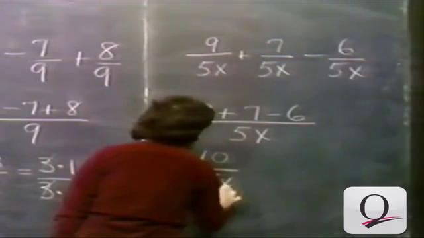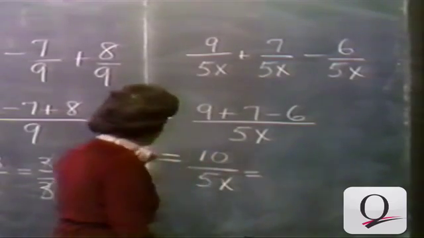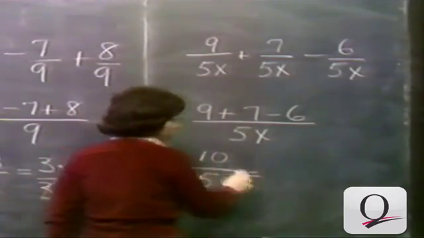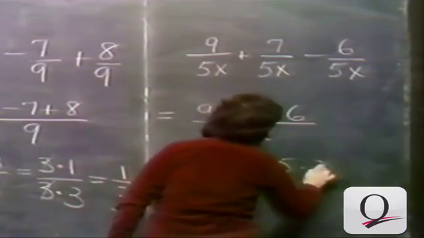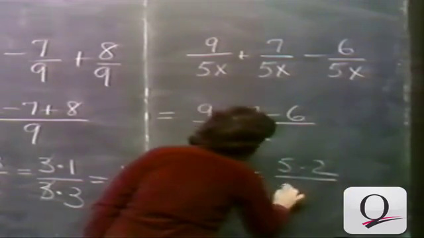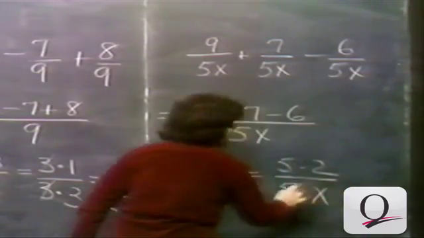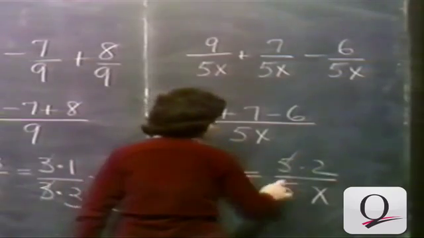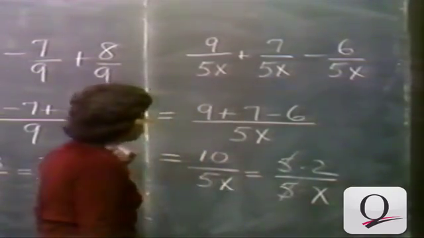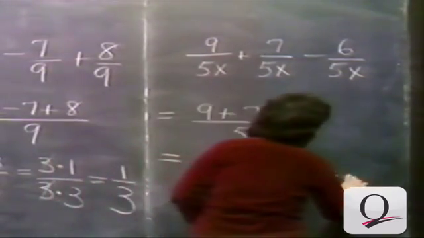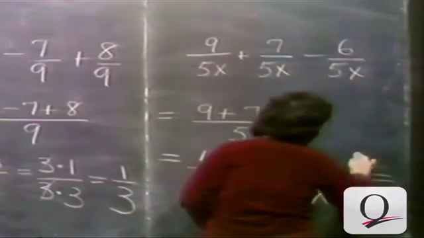Once again, this fraction is not in lowest terms. 10 is really 5 times 2. So this is 5 times 2 divided by 5 times x. We can divide the numerator and denominator by 5 or cancel the 5s to get a final answer of 2 over x.